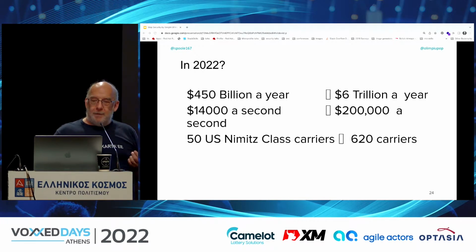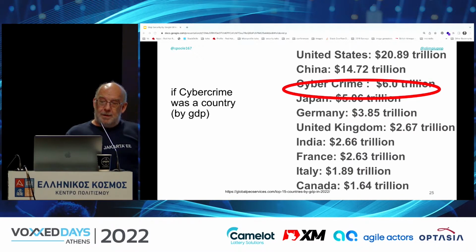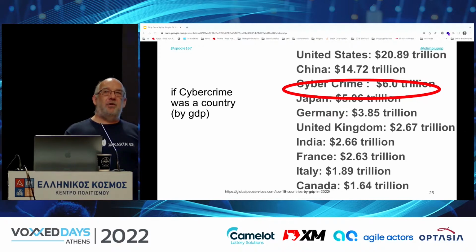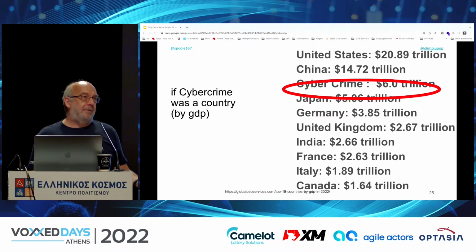Let me put it another way. If cybercrime was a country, it would be the third biggest country by GDP in the world. That's how much money we're talking about. Do you think these guys are motivated? Yes.